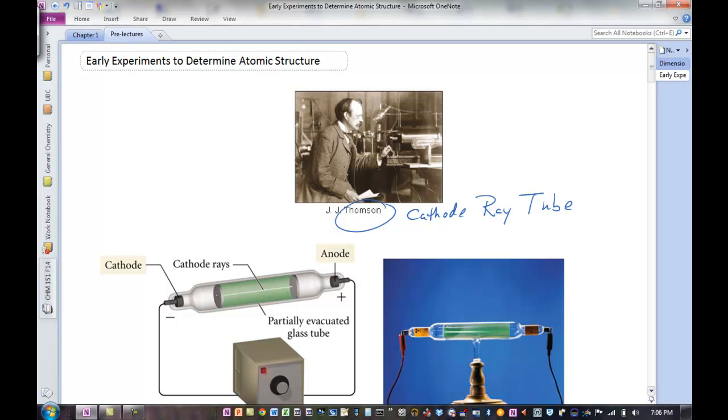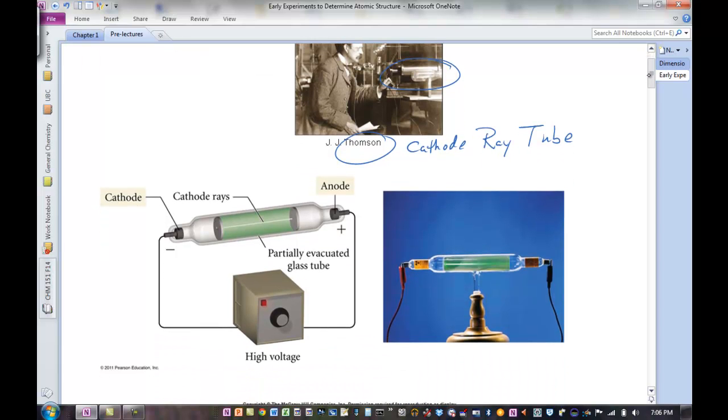What's really cool about this is a picture of Thompson in his lab, and you can see the cathode ray tube there on his workbench. That's pretty neat. We have a picture from probably the late 1800s of J.J. Thompson running his cathode ray tube experiment. So let's talk a little bit about what he did.